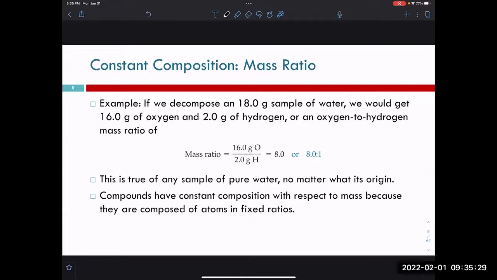Ratios really are where you divide one thing by another thing, and I can tell you the relationship between those two things. So there's 8 times the mass of oxygen. Yes, constant composition with respect to mass, because they're composed of atoms in fixed ratios.